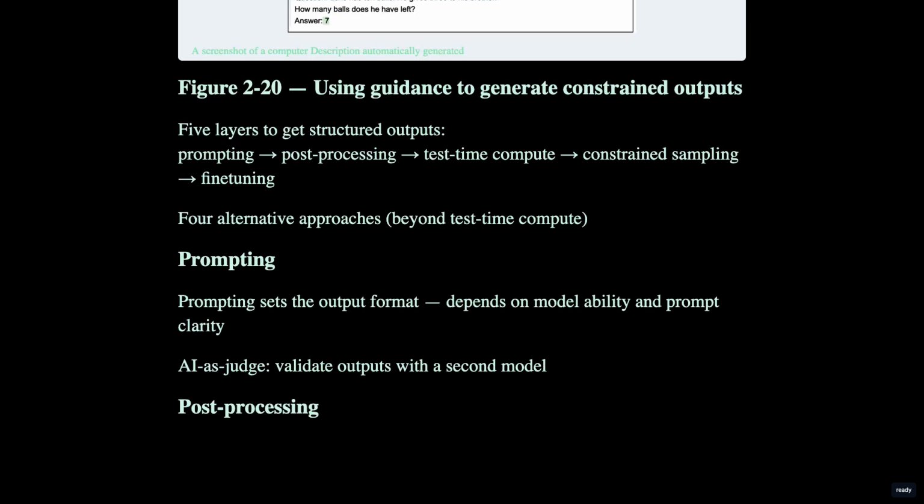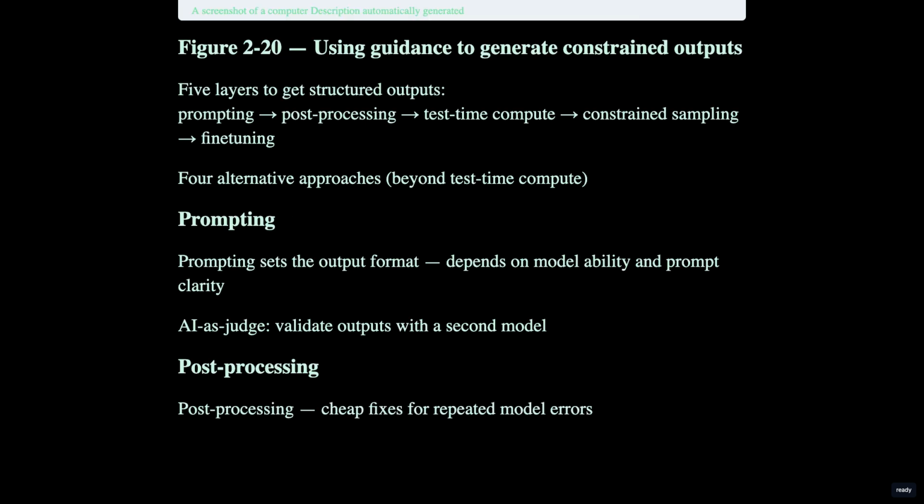Now we begin the post-processing stage, the steps applied to raw model outputs to produce final, usable results. I'll outline common techniques like filtering, calibration, and formatting, and explain when to apply each. Large models often repeat the same mistakes across queries, so small post-processing scripts can catch and fix those predictable patterns at low cost.